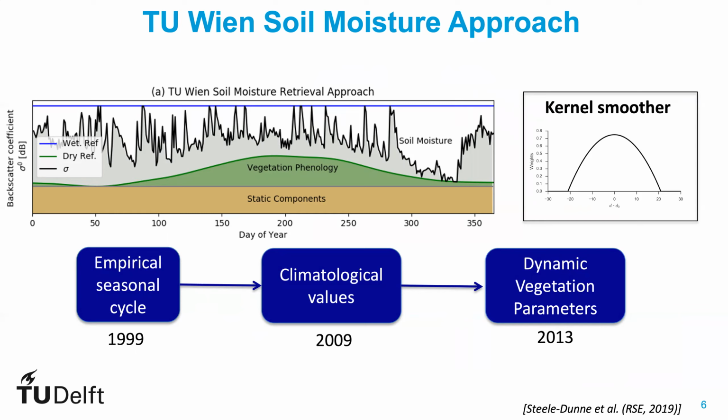In the current study, we're working towards the inclusion of dynamic vegetation parameters. So rather than have a single value for a given day of the year, the idea is to combine data in a moving window so that we can also include interannual variability. This approach was proposed by Melzer et al.